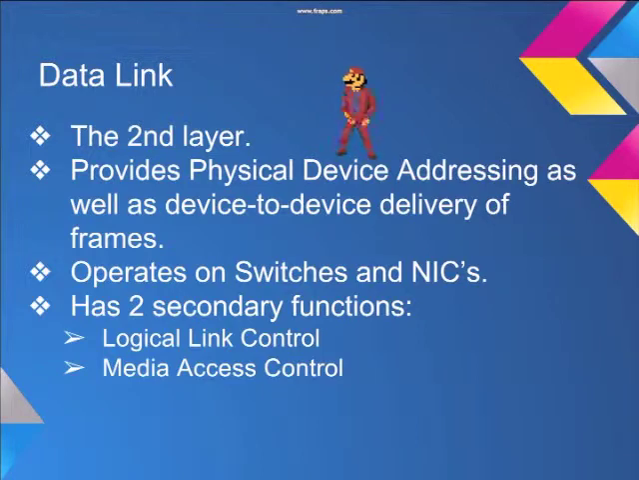Layer 2, the data link layer, works with frames and is the intermediary between the network layer and the physical layer. It defines how many computers access the network medium, also called media access control, which is why the MAC address is defined at this layer. The PDU for this layer is called a frame.